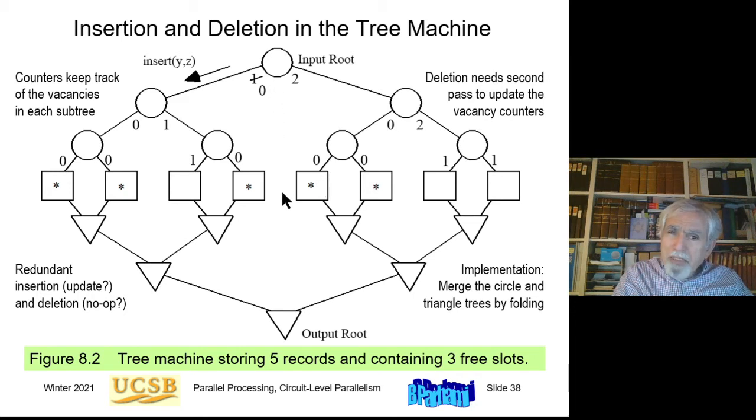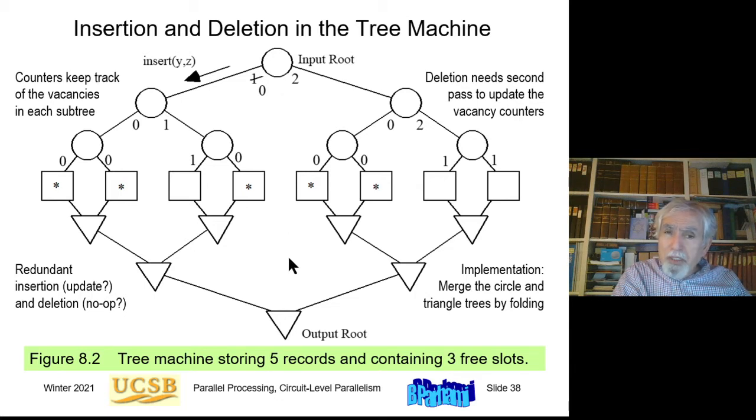So a second pass through the tree is needed to update the counters to reclaim the free space for subsequent use. So there's a slight delay between the time when the record is deleted and the time when the space becomes visible through these counters. That small delay usually is not a problem because we often have a lot of empty space here. And if one space is invisible to us for a short while, it is not a problem.